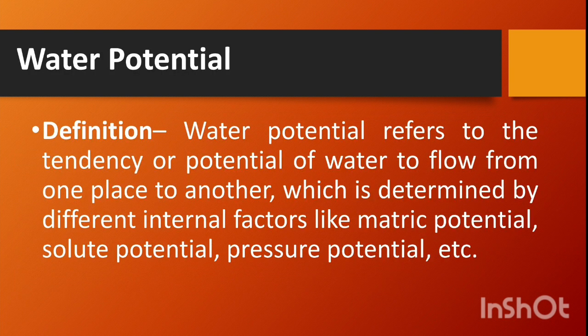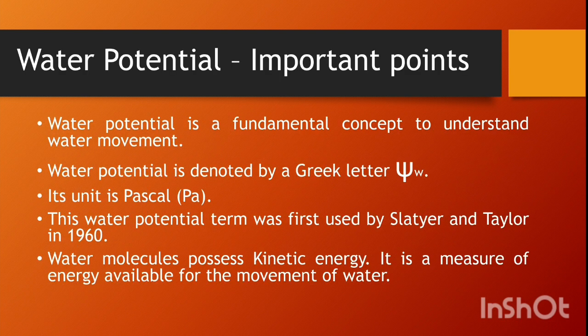Then what is water potential? Water potential refers to the tendency or potentiality of water to flow from one place to another, which is determined by different internal factors like matric potential, solute potential, pressure potential, etc. Then it is the fundamental concept to understand the water movement. Water movement occurs in which direction? Water potential is denoted by Greek letter psi w and its unit is Pascal.